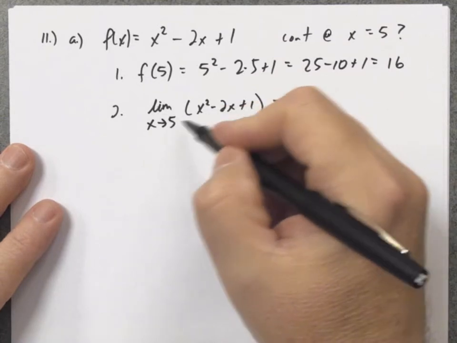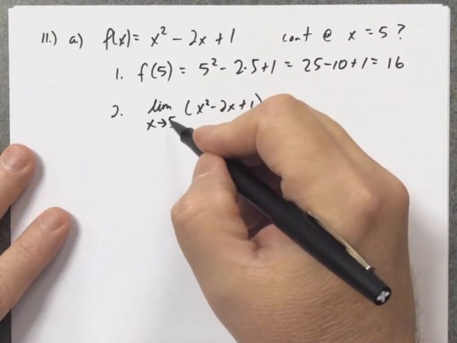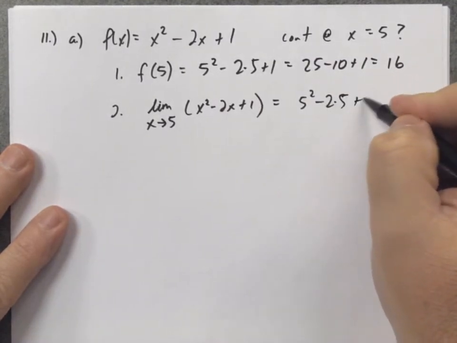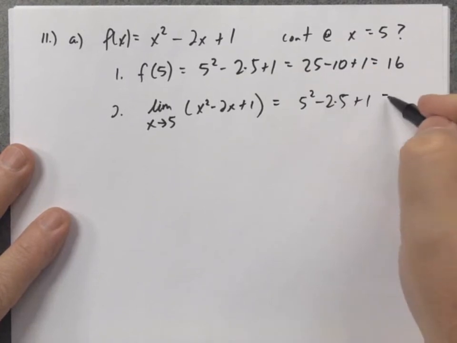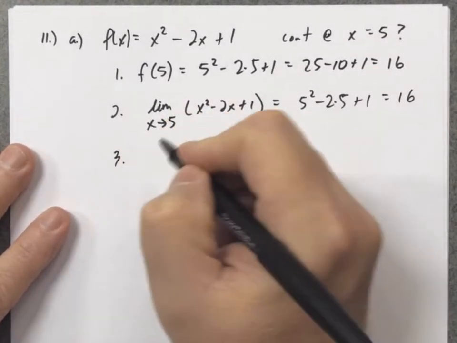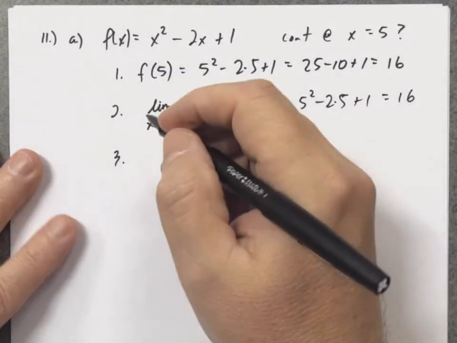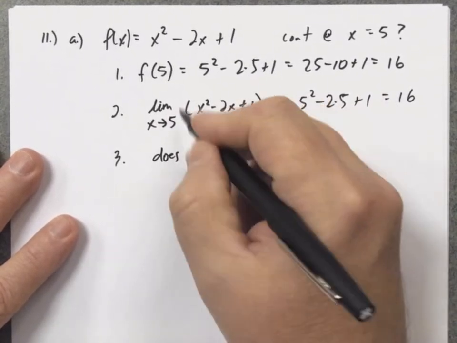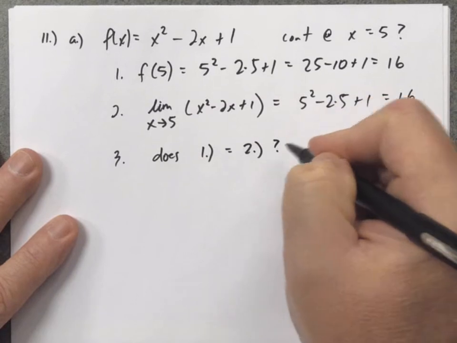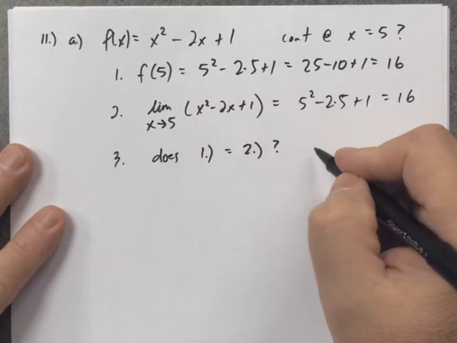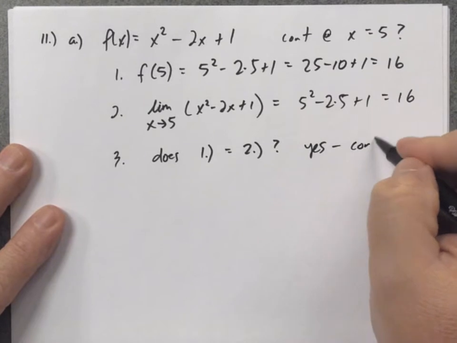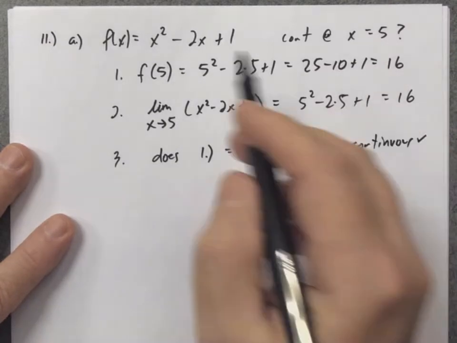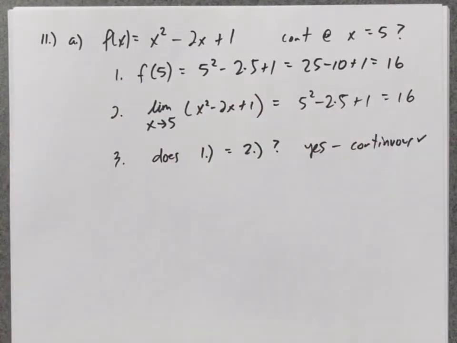So now we know how to do these limit problems. The way you start out is you plug in 5 for x and you see what happens. So 5 squared minus 2 times 5 plus 1. Turns out it's the same as right here, so it's 16. And the third question is, does the answer from part 1 equal the answer from part 2? And if the answer is yes, then it is continuous. So in our problem, since they are the same, yes, this function is continuous at x equals 5.